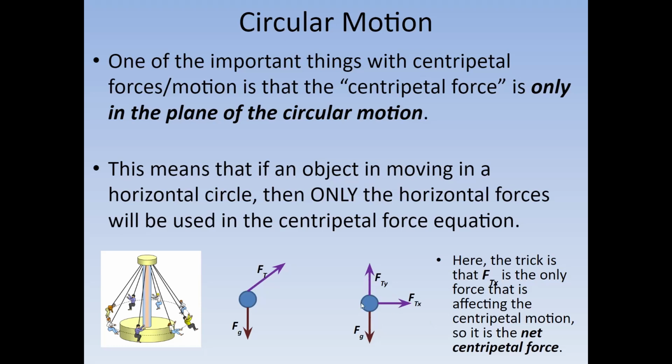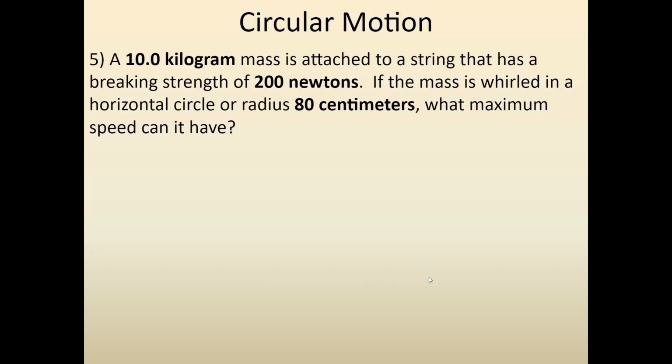Like I said, the sum of the forces in the y direction would be equal to 0 because there's no acceleration vertically. And the sum of the forces in the x direction will still be equal to ma. It's just that a in that case will be given a centripetal subscript. All right, so here's a first question. Pause the video, work it yourself, and we'll go over it in a second.